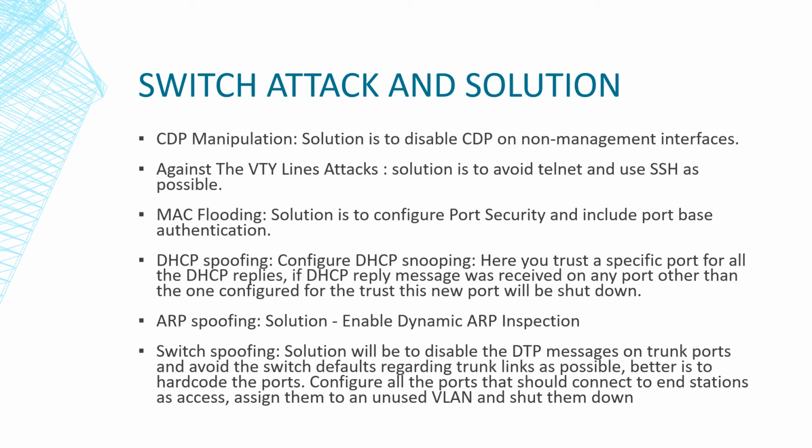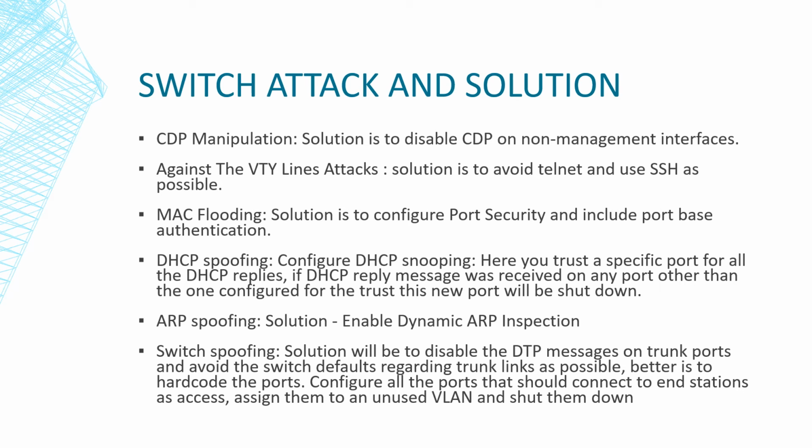DHCP spoofing is a spoofing attack that listens for DHCP requests and answers them, giving its IP address as the default gateway for the clients, and the attacker then becomes a man in the middle. The solution would be configuring DHCP snooping. You would trust a specific port for all DHCP replies. If a DHCP reply message was received on any port other than the one you configured for the trust, the port will be shut down. ARP spoofing is pretty much similar to DHCP spoofing, but related to ARP messages. The solution would be just to enable dynamic ARP inspection.